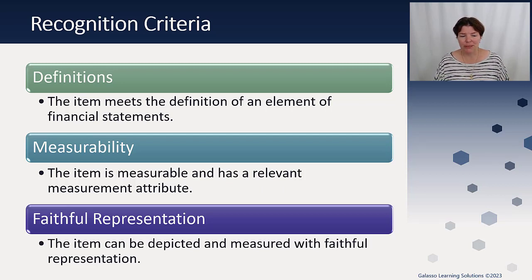And then measurability: the item is measurable and has a relevant measurement attribute. So we have a number that we can put with it. And then the third criterion in order to recognize an item is faithful representation. The item can be depicted and measured with faithful representation, so it's something that we are able to rely on as we go through it.